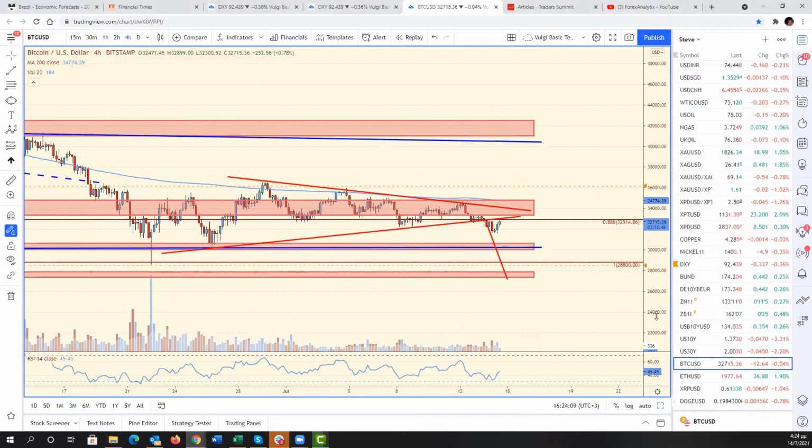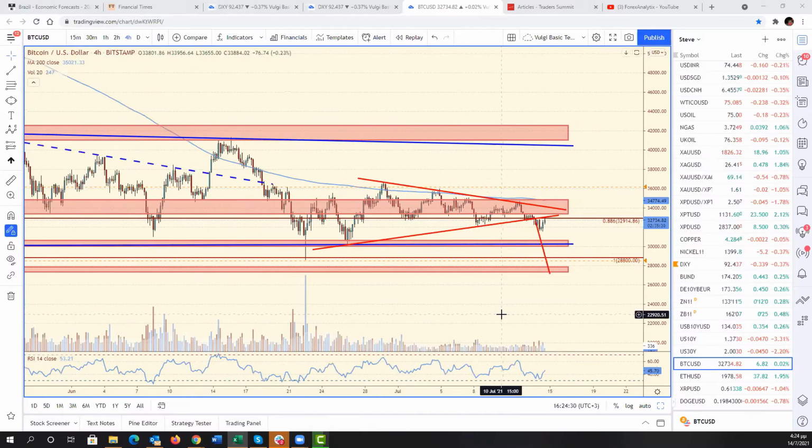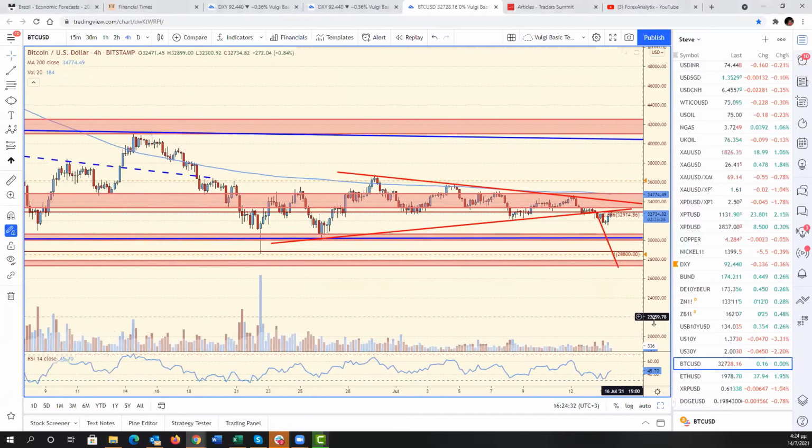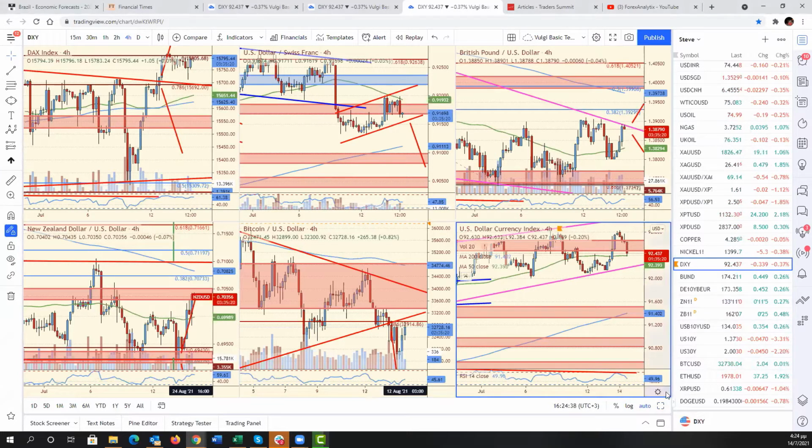Bitcoin. No change here, right? 30K being key support, and closest resistance 35K roughly. And I'm going to have to leave that to range as well as silver for reasons I already explained.